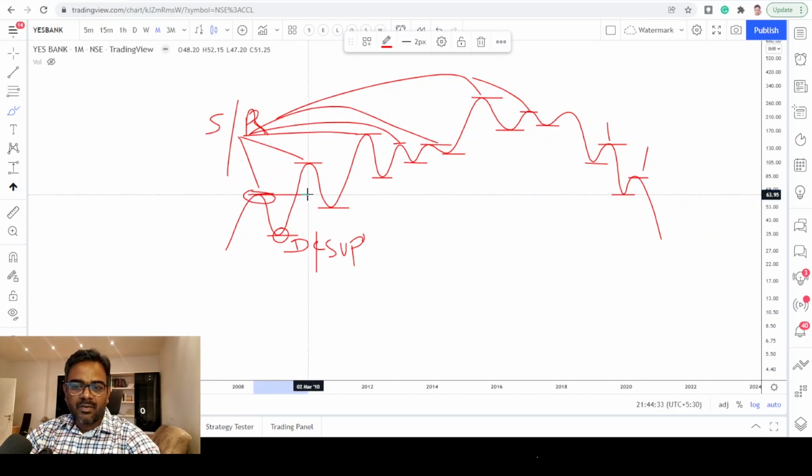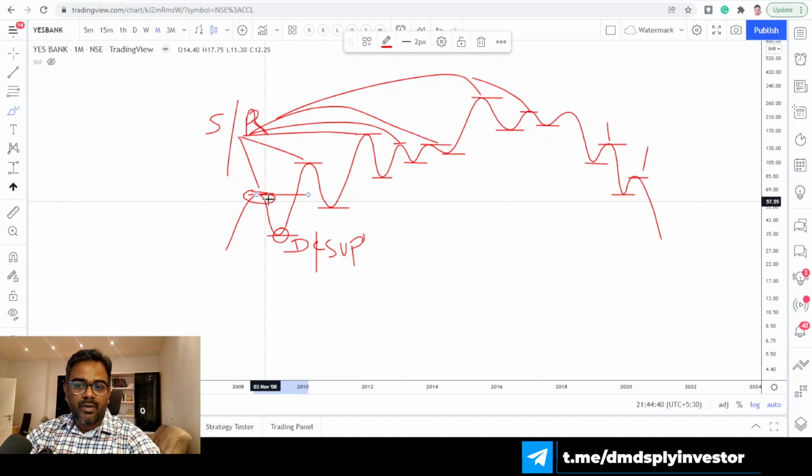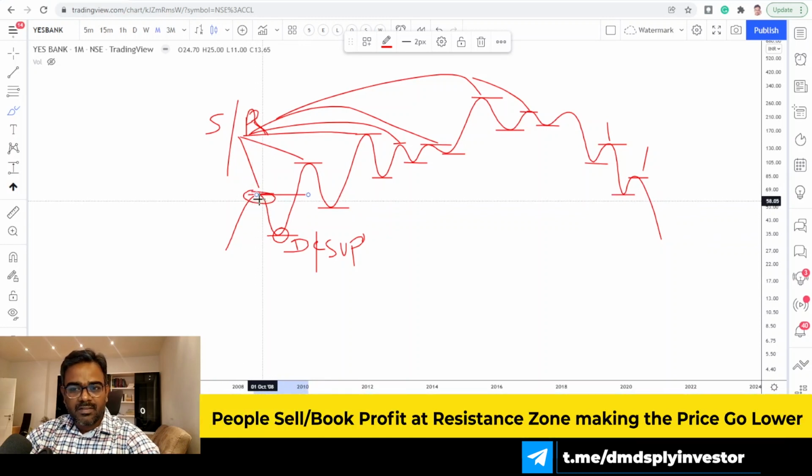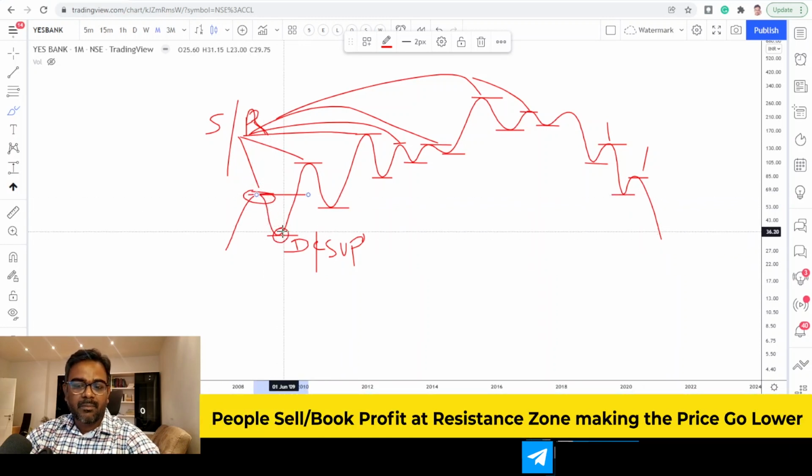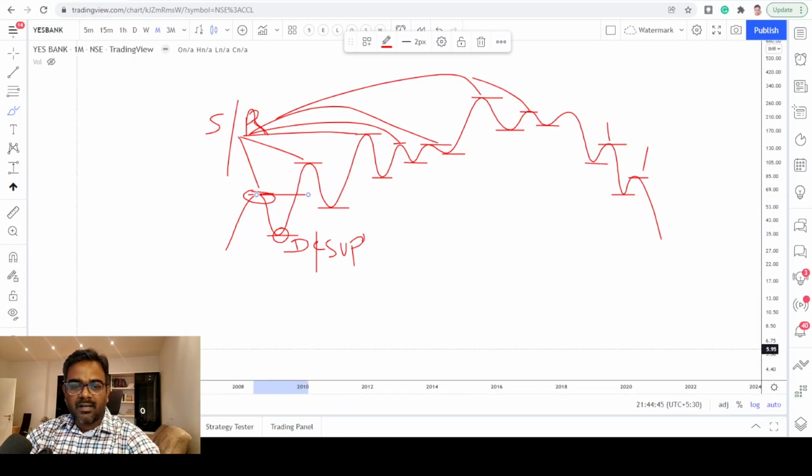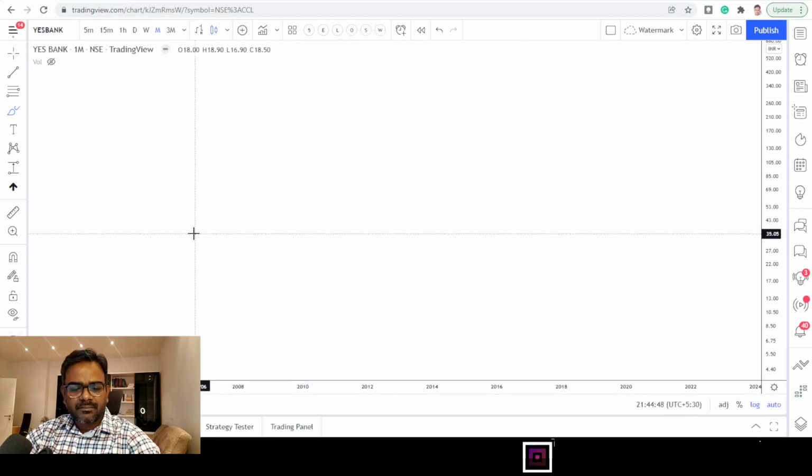The same thing here. You need so much buying that it breaks the resistance and then it heads higher, and then there's a new resistance which forms. Right? Also, these are points where people are booking profits because of which the price drops, and here people are buying because of which the price heads higher. Now, this is a very straightforward concept of simple demand and resistance zones.